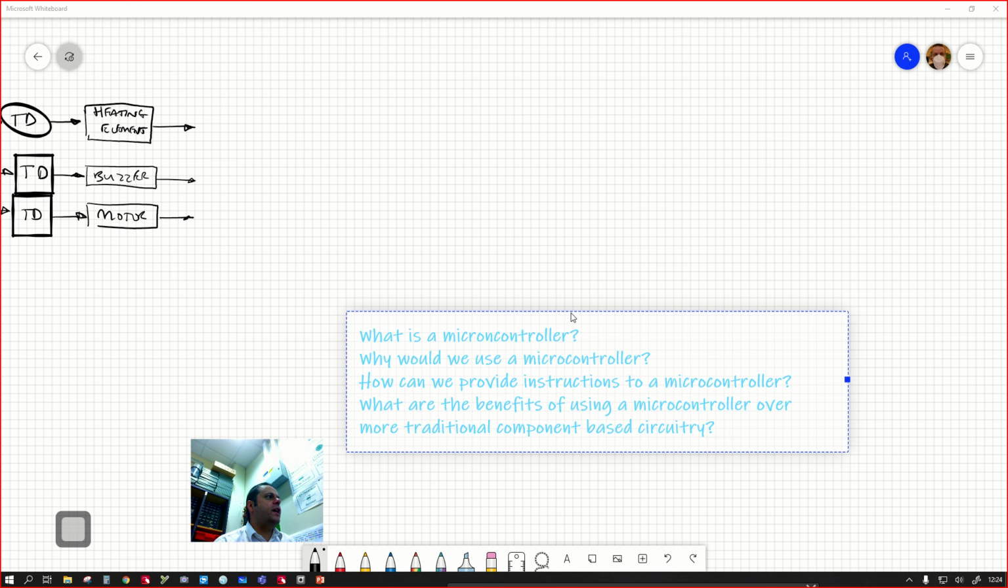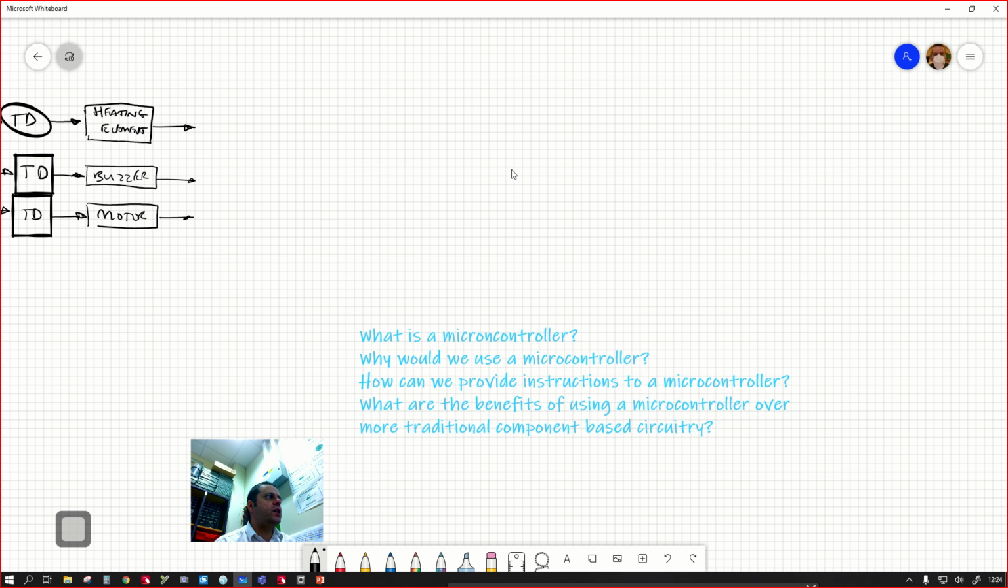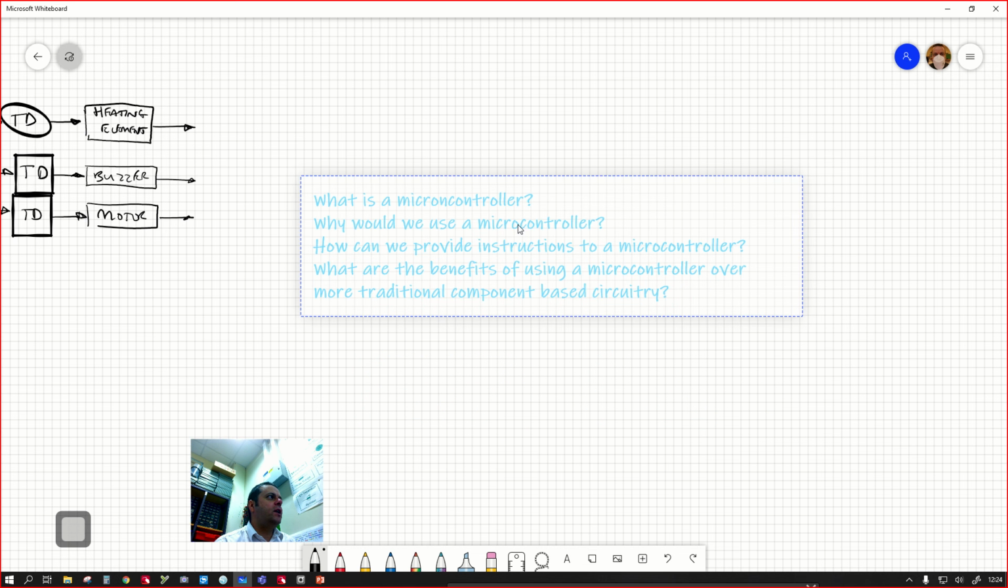Right, so there's 5 questions. What is a microcontroller? Why would we use a microcontroller? That's a different question. See that? Why would we use a microcontroller? And then the 4th question, what are the benefits of using a microcontroller? Those are 2 different questions with 2 different answers. But I have said them in the video, so refer back to the video.